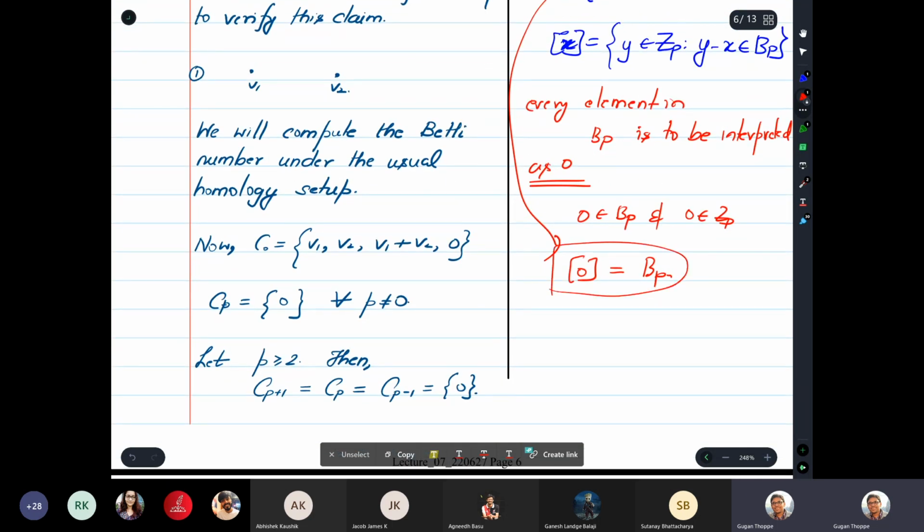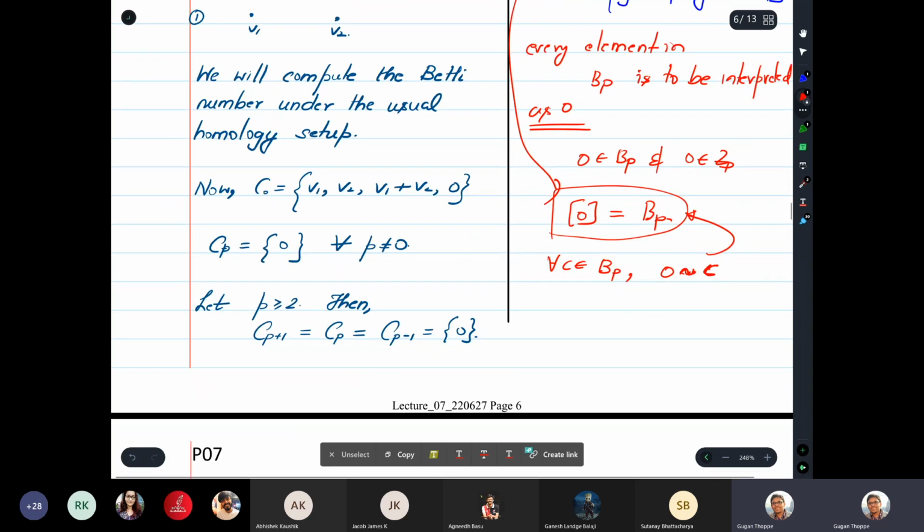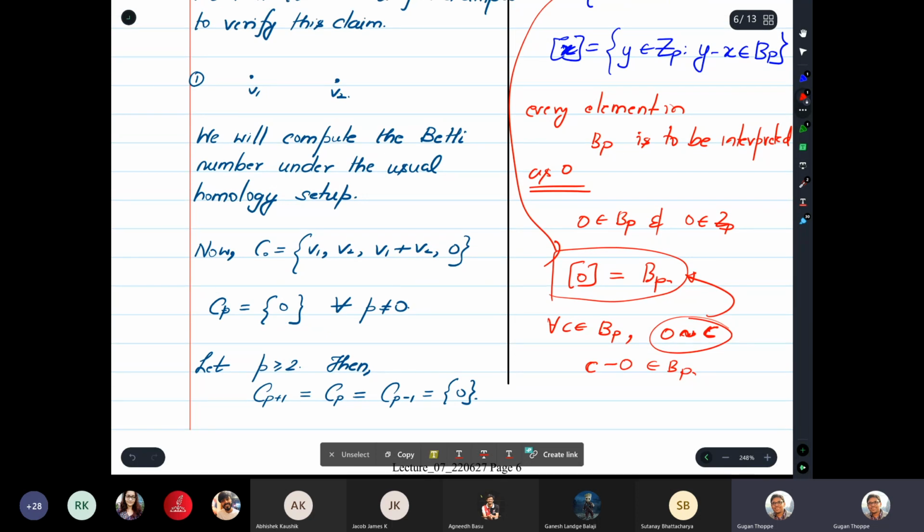In order to show that the equivalence class of 0 is BP, I have to show that for all C in BP, C is equivalent to 0. And in order to prove this, I have to show that C minus 0 actually lies in BP. If you recall the definition of this equivalence class, we say two elements X and Y are equivalent if their difference lies in BP. This is what this quotienting operation means.